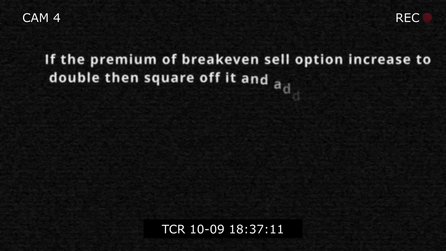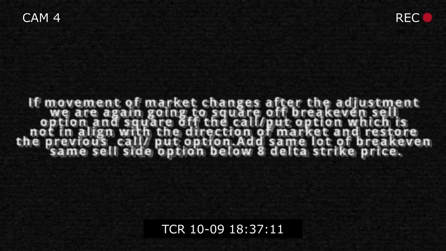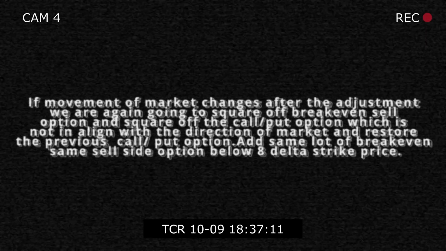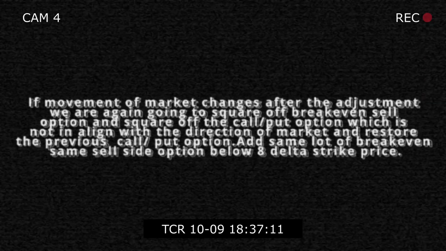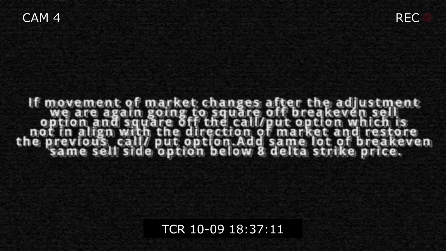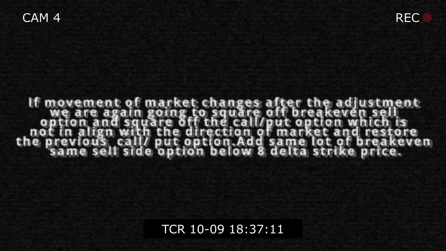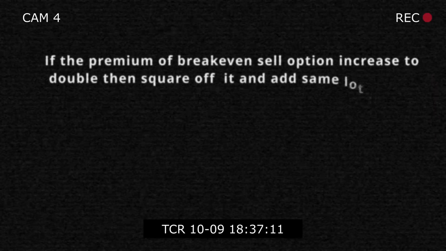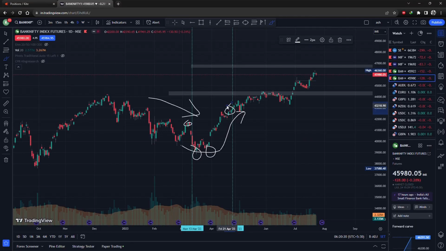If the premium of the break-even sell option increases to double, then square it off and add the same lot in the opposite sell option. Our second rule is, if the movement of the market changes after the adjustment, we are again going to square off the break-even sell option and square off the call or put option which is not in line with the direction of the market, and restore the previous call or put option at the same lot of the break-even sell side option below 8 delta strike price. If the premium of the break-even sell option increases to double, then square it off and add the same lot in the opposite sell direction.